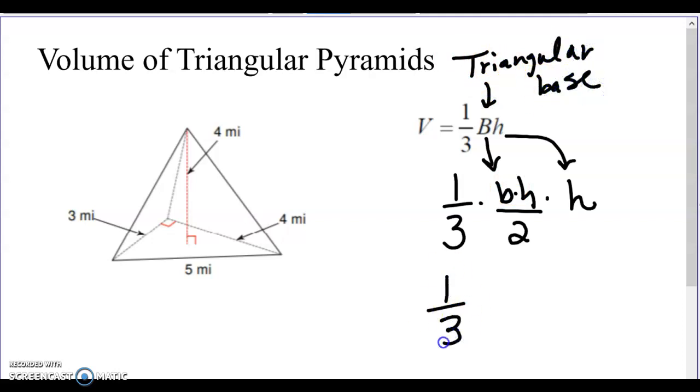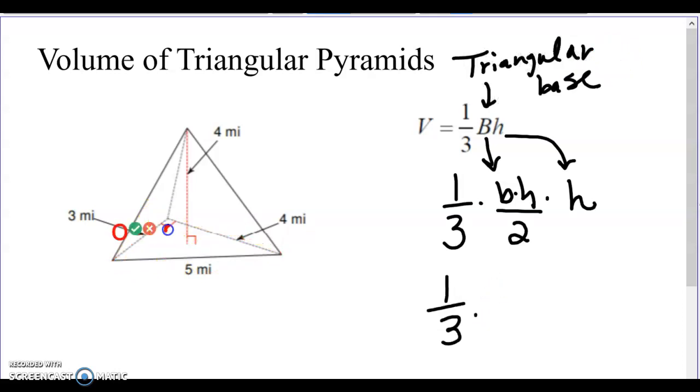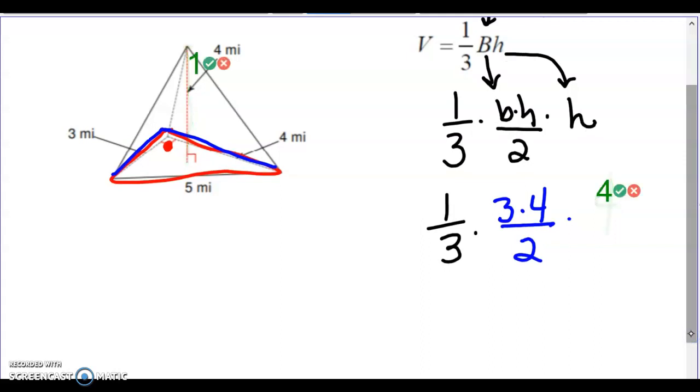So 1/3, looking at the base triangle, right down here. The 90-degree angle is over here in that corner, back here. So what 2 pieces, the base and the height, meet at that 90-degree angle? It's going to be the 3 and the 4. So 3 and 4 are going to be the base and the height of the base triangle. Divided by 2. Now, how tall is the pyramid? Right here. 4.